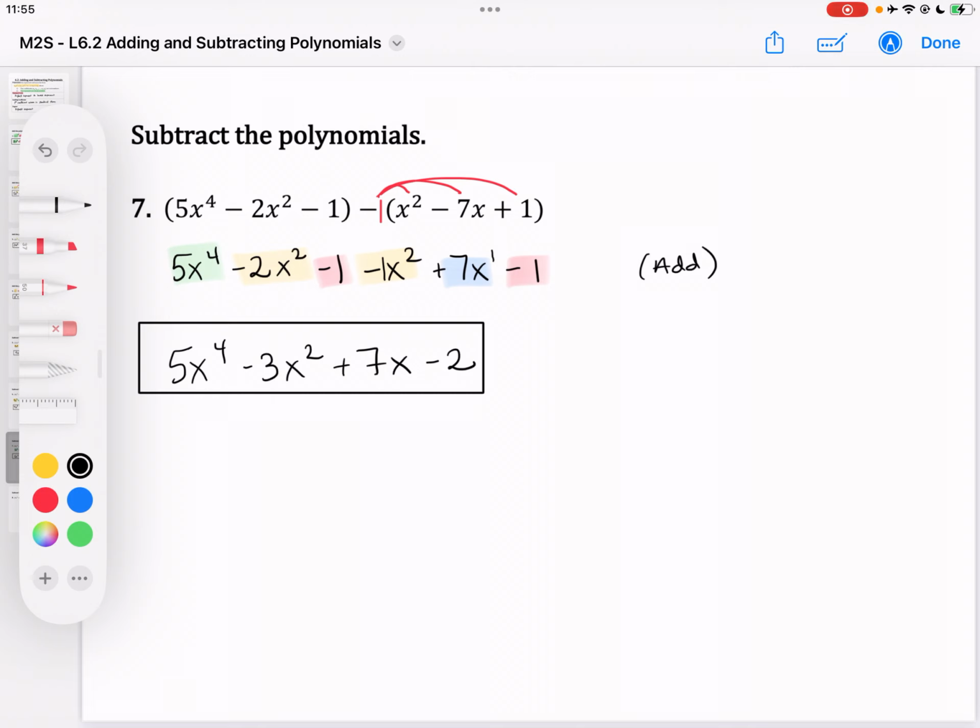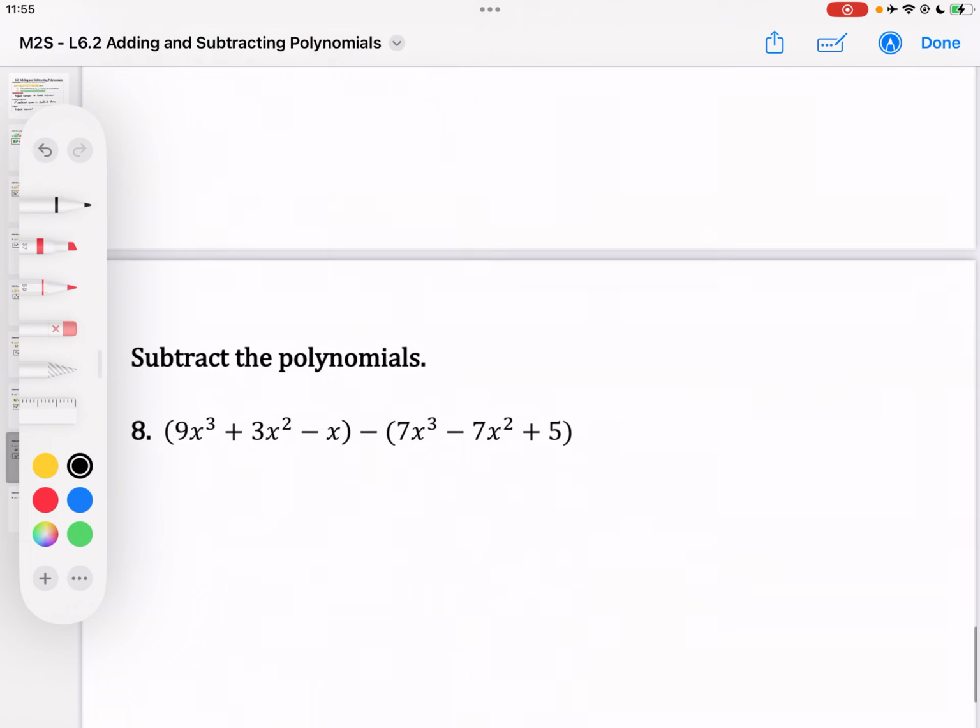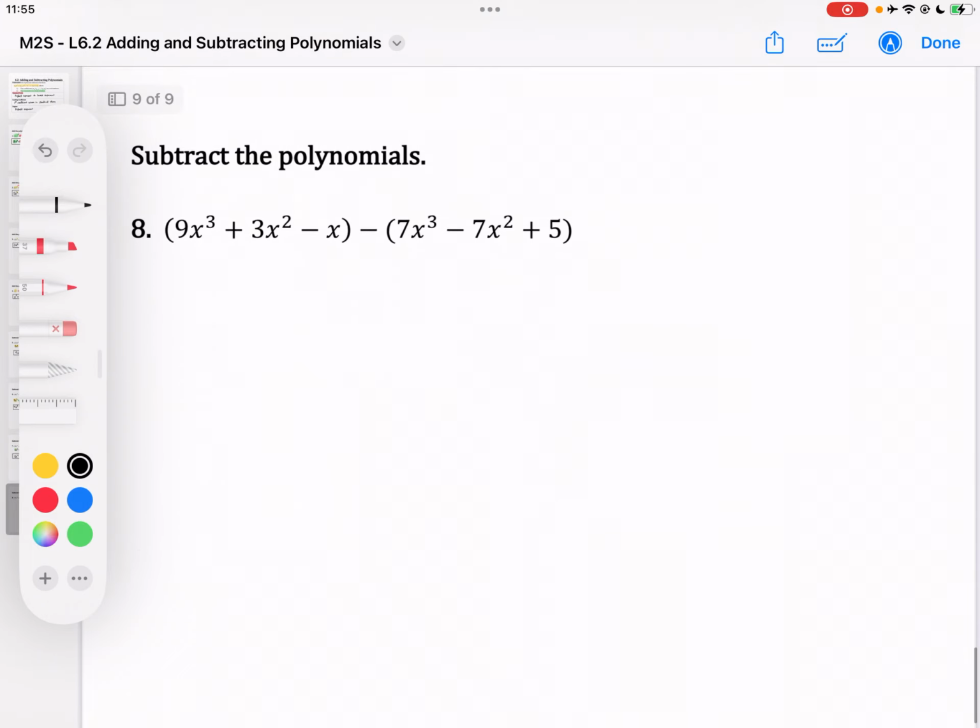Now before I do the next one, it might be a good idea to pause and see if you can do it before I show you how to do it. But if you don't pause, that's fine. I'm going to go ahead and just jump right to it. So I'm going to go ahead and distribute the negative 1 in, which means I'm going to rewrite the first one. We've got 9x cubed plus 3x squared minus x, so that stays the same. I'll put a 1 in front of that, minus x.